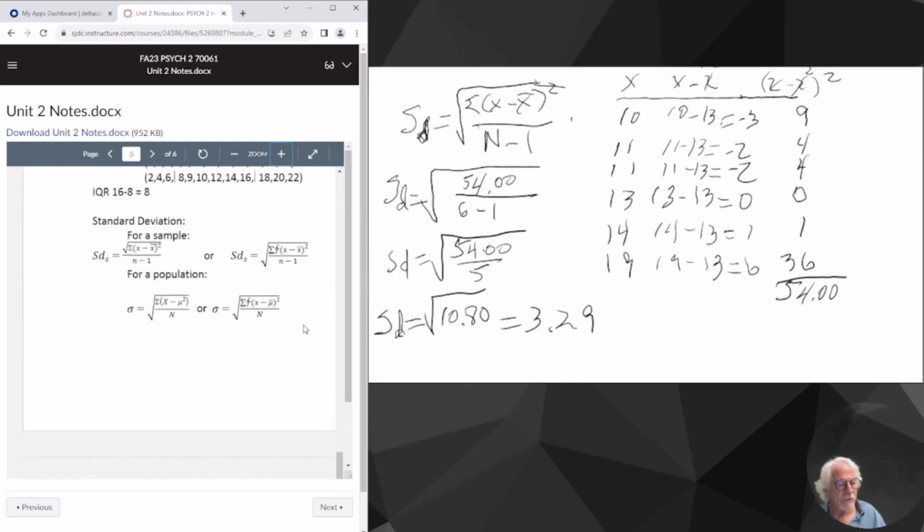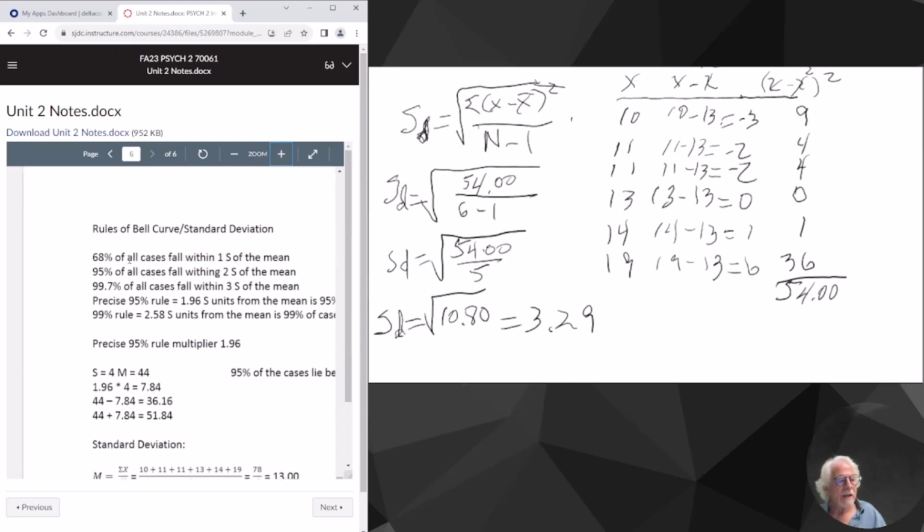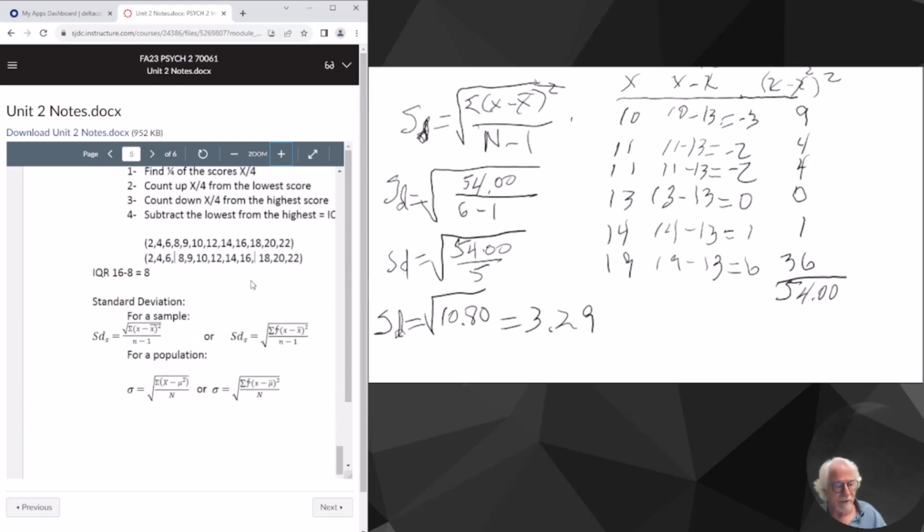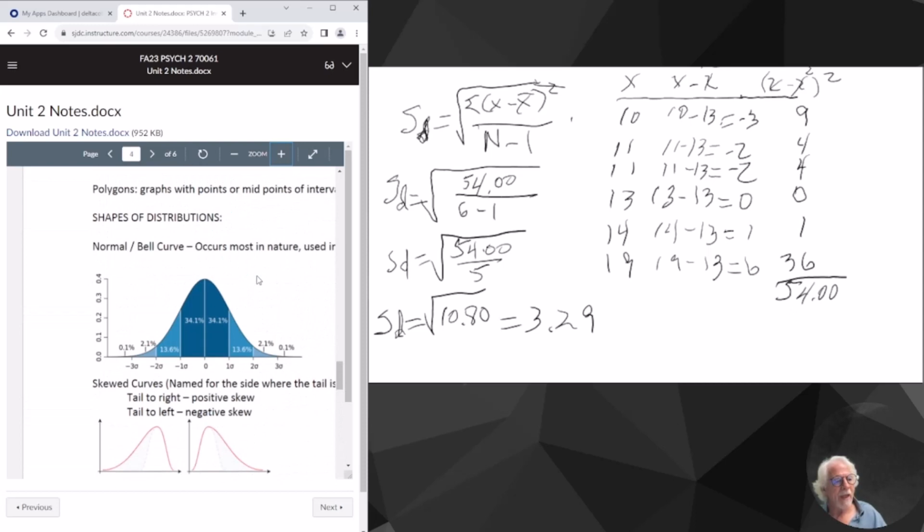So here's some of the rules. We're going to go back to the rule. Here's rule one. When the rules for a bell curve or the normal curve and a standard deviation, 68% of the cases fall within one standard deviation of the mean, and that's what I just demonstrated, right? That's what I just told you. I don't know how well I demonstrated.